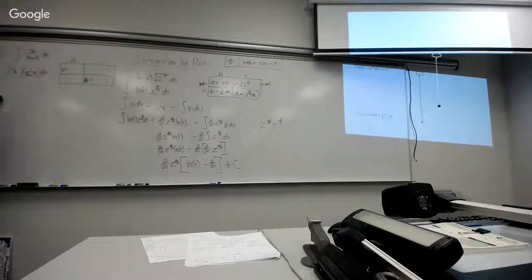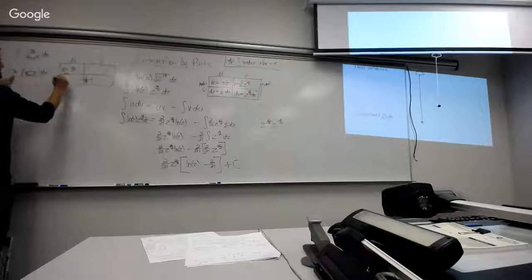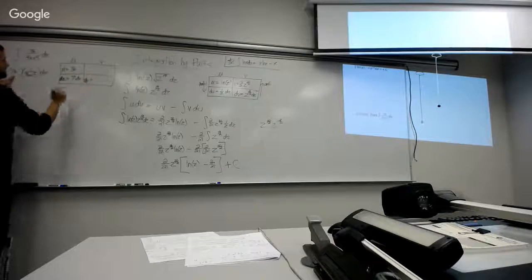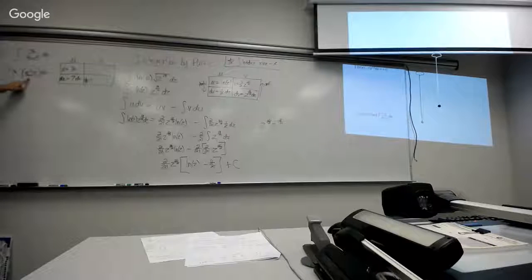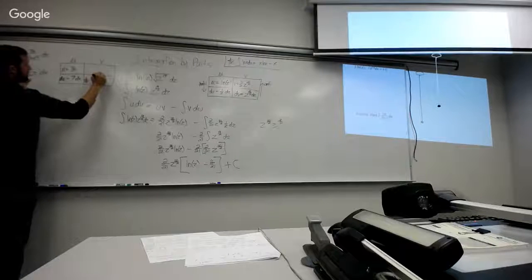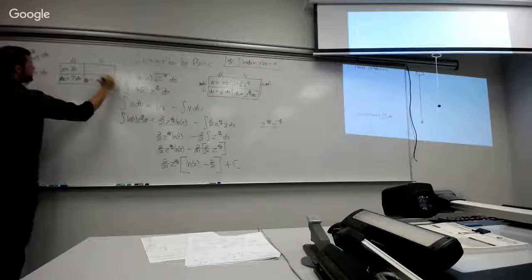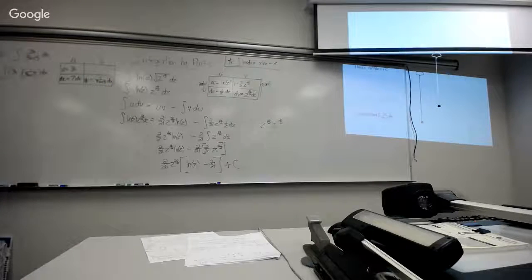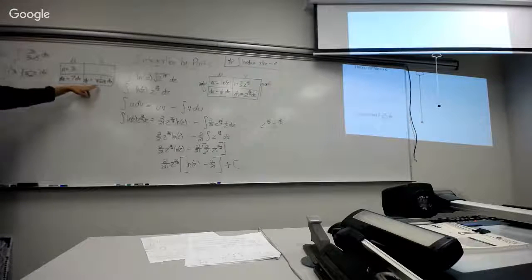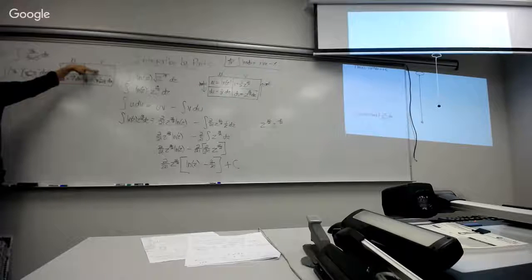You could use 7x. Yeah, ultimately you just try them both and you see what happens. If I try 7x for u, then the derivative is definitely better. du equals 7 dx. And if I choose 1 over 3x plus 5 for the dv, what's the antiderivative of 1 over 3x plus 5? Yeah, the antiderivative is actually the natural log of 3x plus 5.